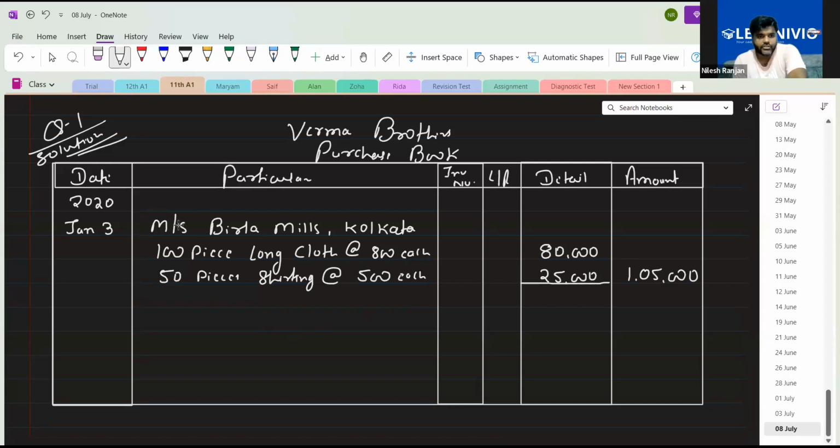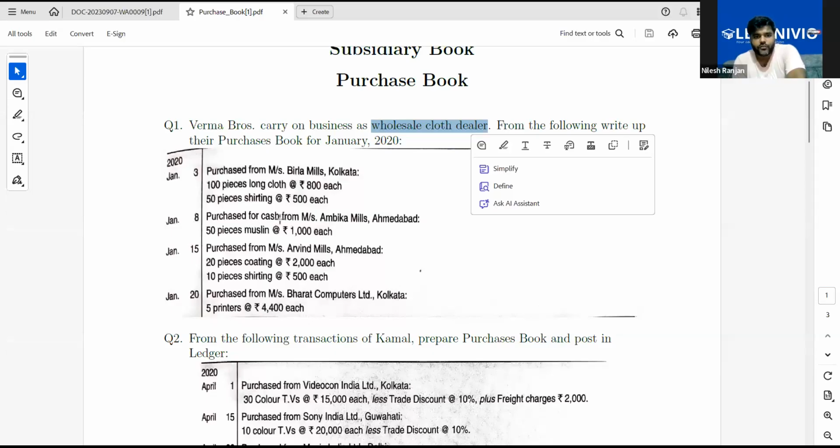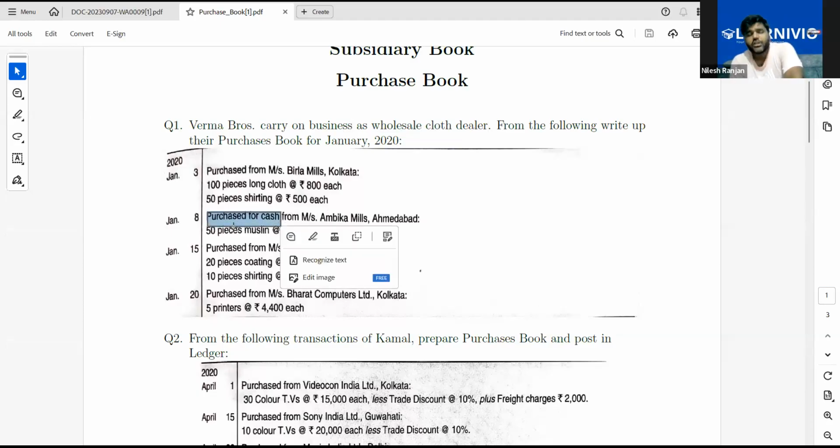The second transaction, Jan 8, purchased for cash from Messrs. Ambika Mills, Ahmedabad. So it will not be written here because it is purchased for cash. Cash transaction is recorded in the cash book, not here.